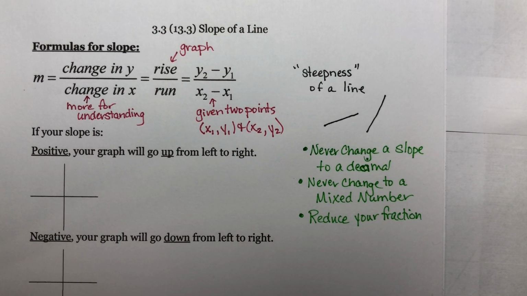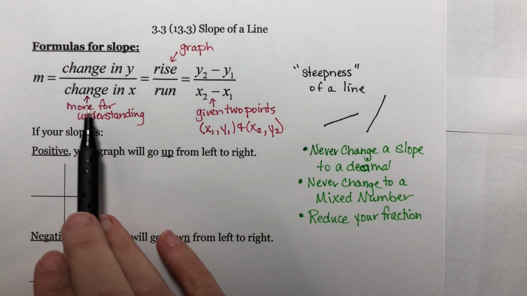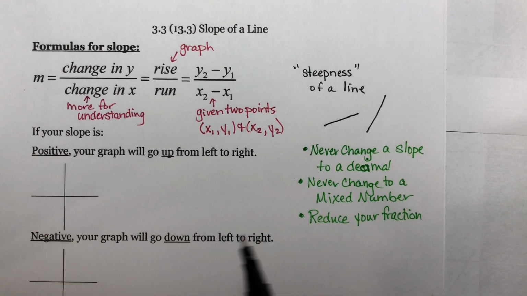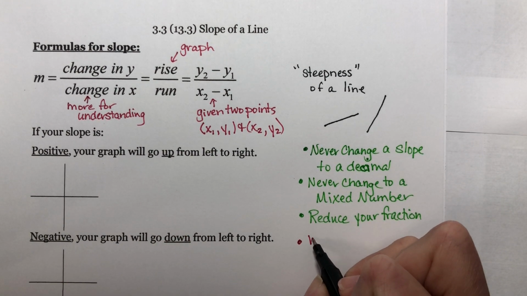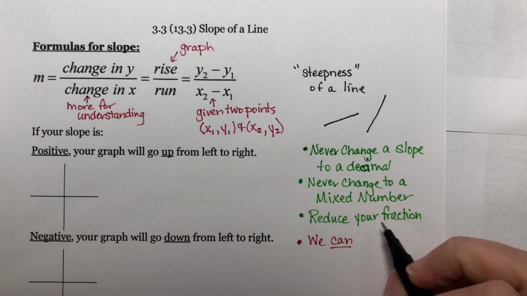And I'm going to point out one more thing. There is one difference between a ratio and a slope. There is one thing we are allowed to do for a slope that we're not allowed to do for a ratio. We can drop a 1 in the denominator.